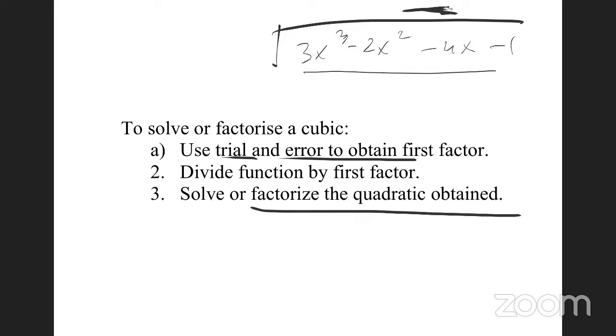All right. Let's try one now. Let us try one here. So I would like you to factorize f of x is equal to 5x cubed minus 4x squared plus 2x minus 3.